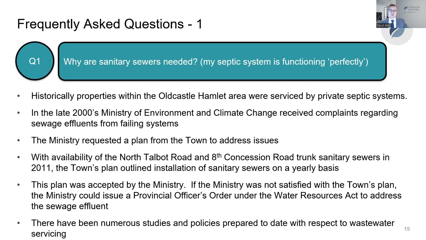One thing to note is that if the ministry wasn't satisfied with the town's plan, the ministry could issue a provincial officer's order under the Water Resources Act to address the sewage effluent. So if the ministry wasn't happy with the town's plan, the ministry could essentially order the town to undertake these works or a similar plan to address the sewage effluent. There have been numerous studies and policies prepared to date since the identification of these issues in the early 2000s with respect to servicing this area with wastewater.